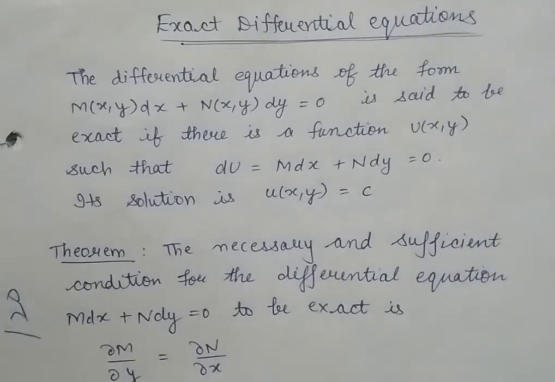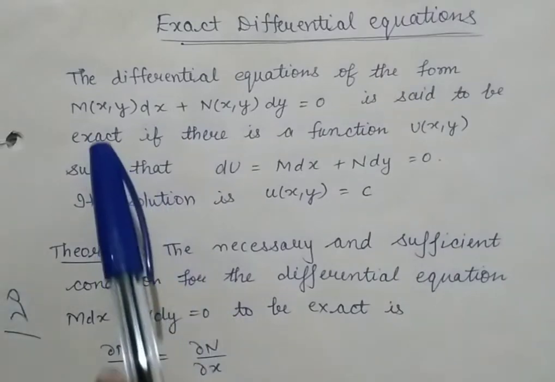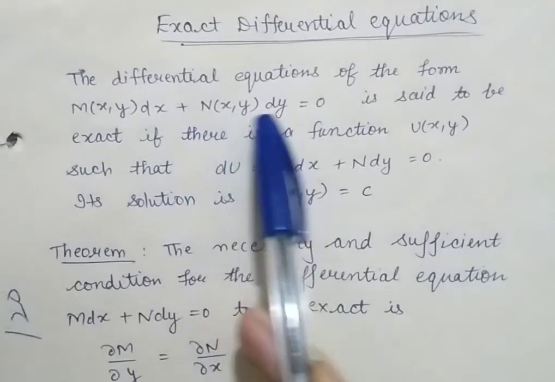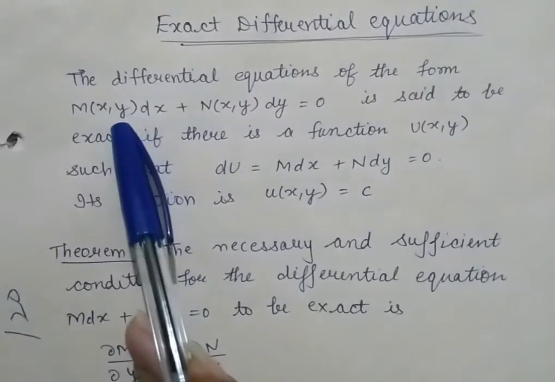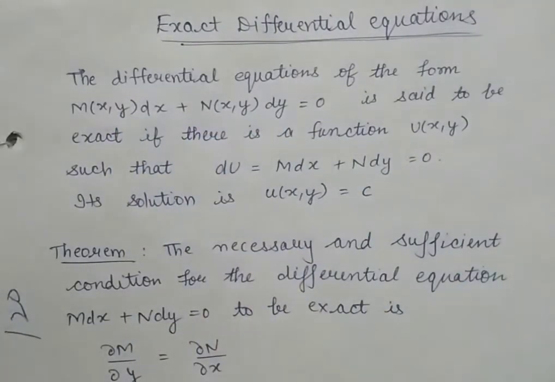First of all, if I have a differential equation of the form M(x,y) dx + N(x,y) dy = 0, where M and N are functions of x and y, and if I can find its solution, then its solution will contain the variables x, y and an arbitrary constant, the constant of integration, say c. Then its solution is of the form some function of x, y equal to c.